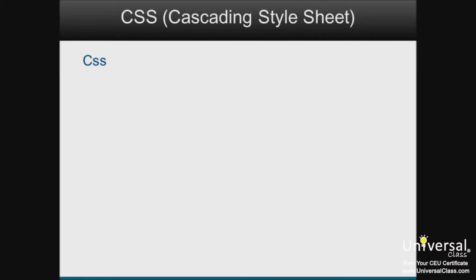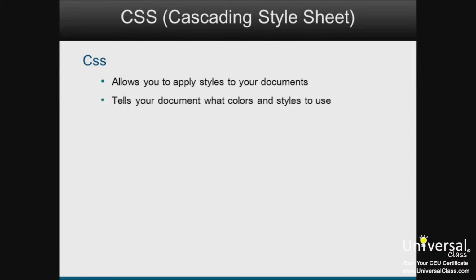A cascading style sheet allows you to apply styles to your documents. A cascading style sheet is basically instructions for your document. It tells your document what types of font to apply, what colors to use, as well as other styles. But what is a style? A style in Dreamweaver refers to either an HTML style or a style definition in a cascading style sheet. Of course, in this lesson, we're going to strictly talk about CSS style.